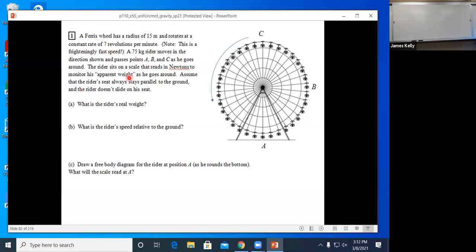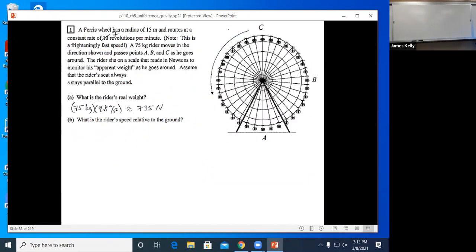What is the rider's real weight? Is A. I want to do A and B together. What's the rider's real weight? How do I calculate that? It's just mg. It's been a long weekend, just checking. The rider's real weight is just mg. 75 kilograms times 9.8 is 735 newtons. Okay, we're going to use that because it's going to be one force that comes into a free body diagram that we've got to draw, or we'll mess it up somehow.